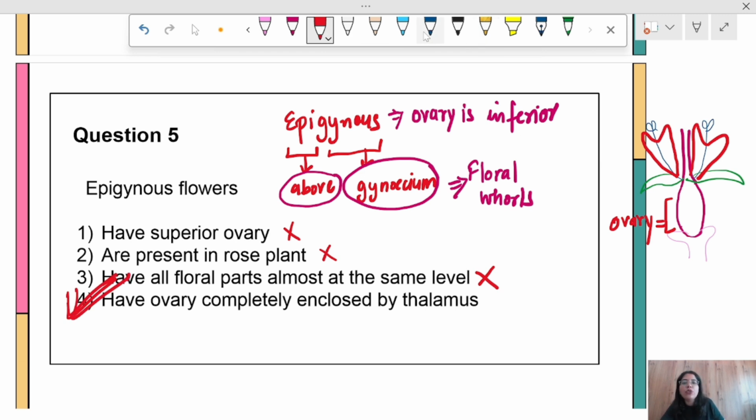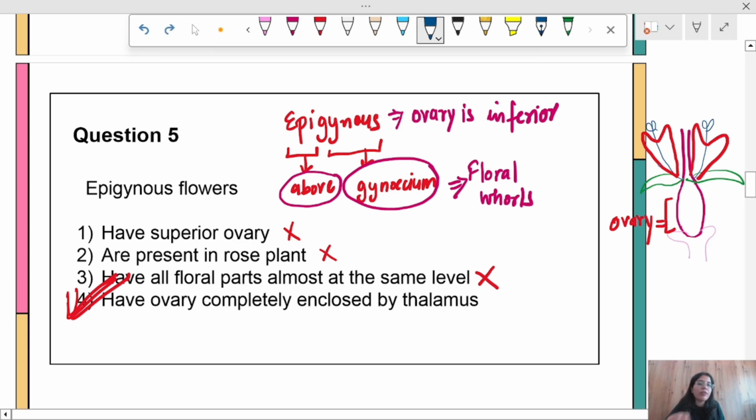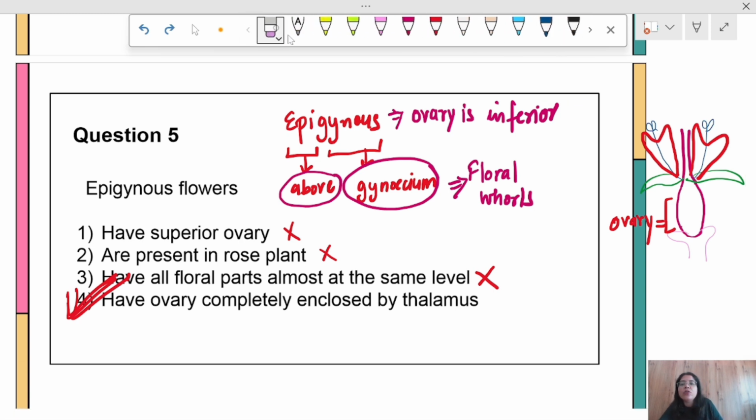Okay, so I should draw thalamus like this. Yeah, there's a small mistake in the diagram because I have a habit of drawing the flower like this, right? So actually ovary became inferior. How? Because of the overgrowth of thalamus. Thalamus has completely taken over the ovary, right? So it has completely overgrown and enclosed the ovary. Okay, that's why ovary became inferior.